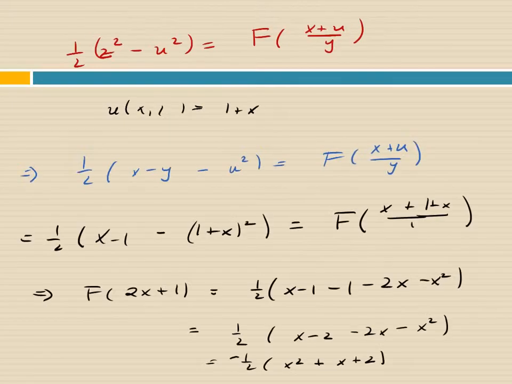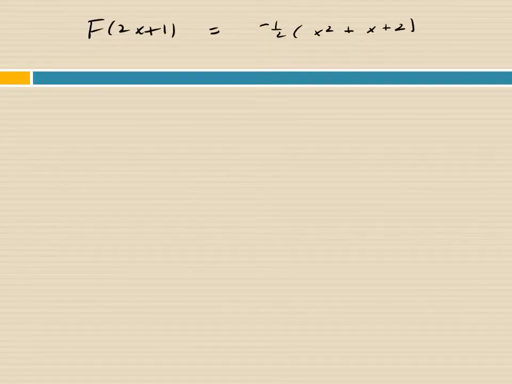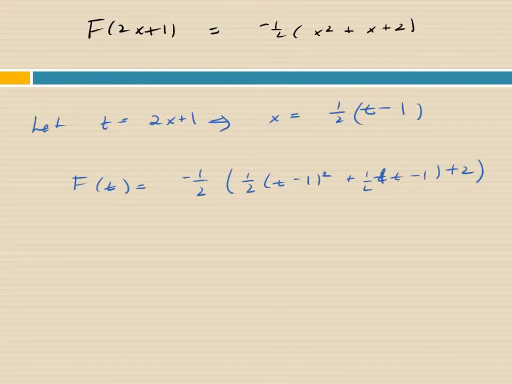We did this last time on the in-class assignment. You're just plugging in the initial condition for u, and then trying to work this down and get this as a function of x only so that you can solve for f and then plug it back into the original equation. So f of 2x plus 1 is this. What do you do now?